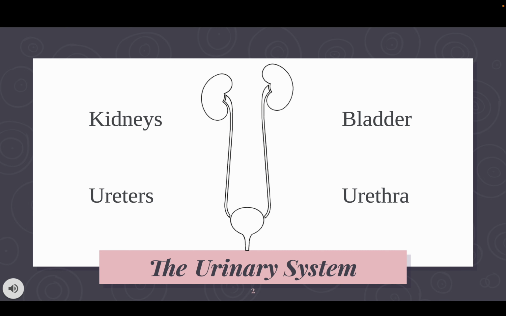What does the urinary system even consist of? Well, the urinary system includes the kidneys, ureters, bladder, and urethra. Each of these plays an important role in helping your system to filter your blood, remove waste, and remove excess water.